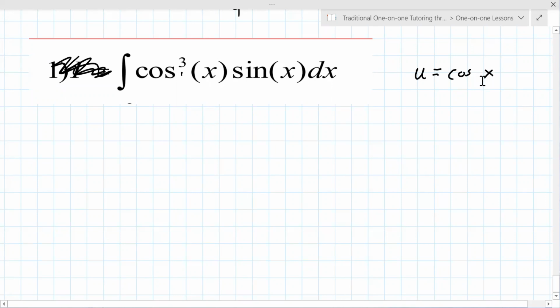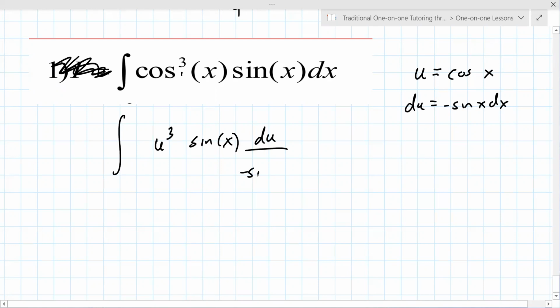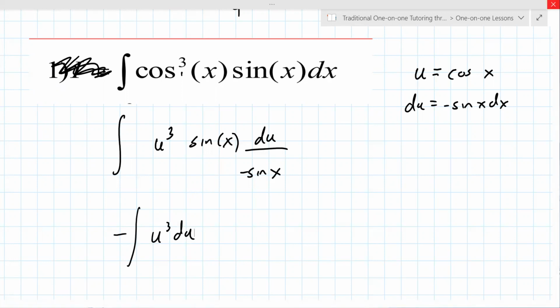Okay. So cosine, so that's negative sine. Yes. Okay. So it's the integral of u cubed sine x dx, and then wait, the dx is du over negative sine x. Yes. So then the integral of u cubed sine x, and then those cancel. So then it's the integral of u cubed du. So then it's negative u to the fourth over 4.